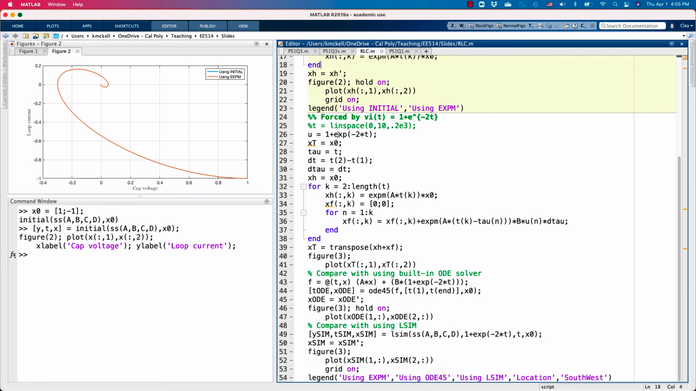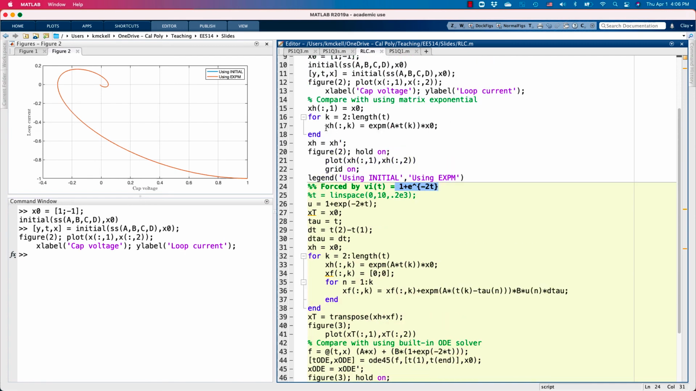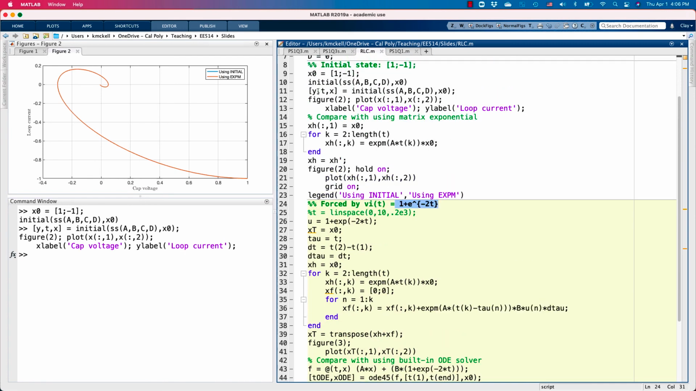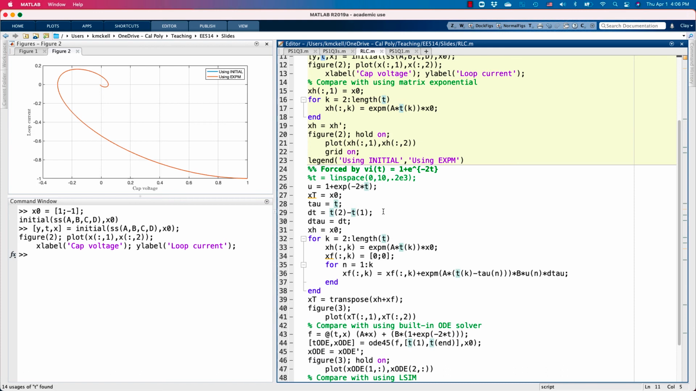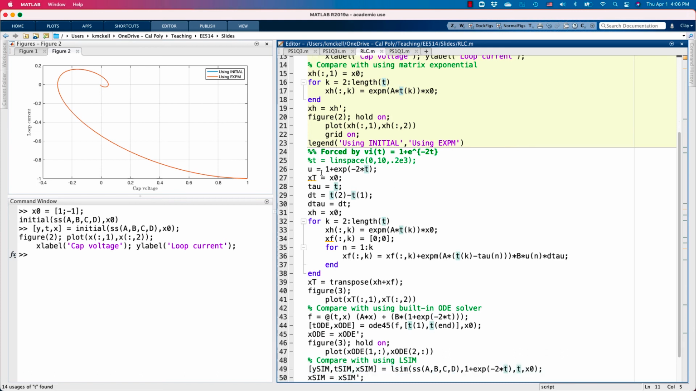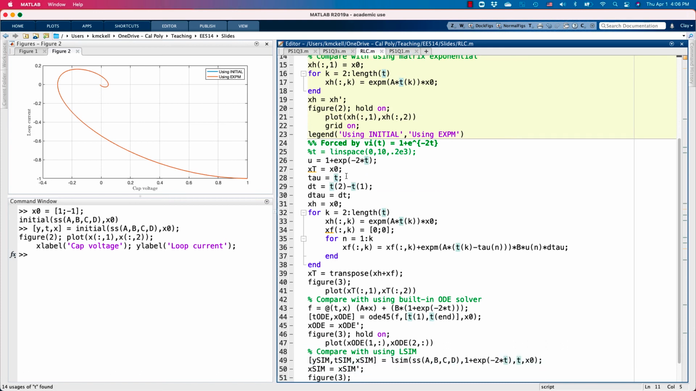And also, I wanted to show how to model the full response, the total response. So I'm just going to pick a forcing function. This is a DC voltage along with a decaying exponential. And I'm going to use the same T array that we got out of here. So we'll come back and see if we need to make it finer or not. And I'm going to define my initial condition, same initial condition as before.